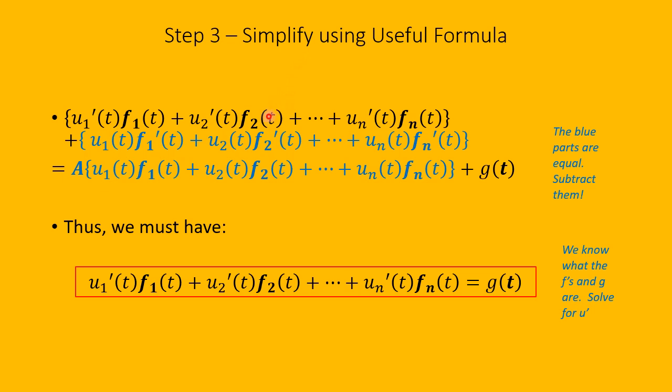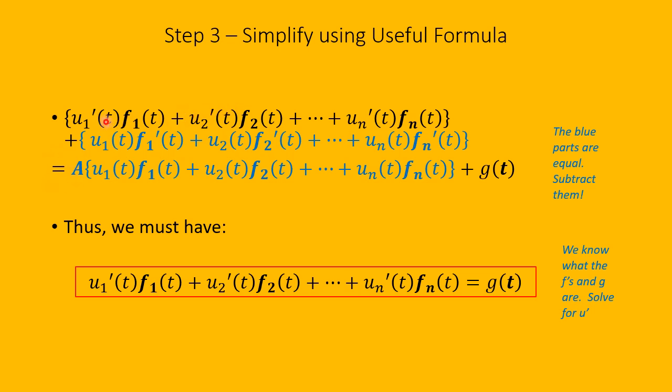So here's what's happening. If we look at this, u1 f1 prime plus u2 f2 prime plus u sub n f sub n prime of t equals a times u sub 1 f sub 1 plus u sub 2 f sub 2 plus all the way through u sub n f sub n. This stuff in blue up here is equal to this stuff down here in blue. So they're equal quantities. Let's subtract them from both sides of this equation.